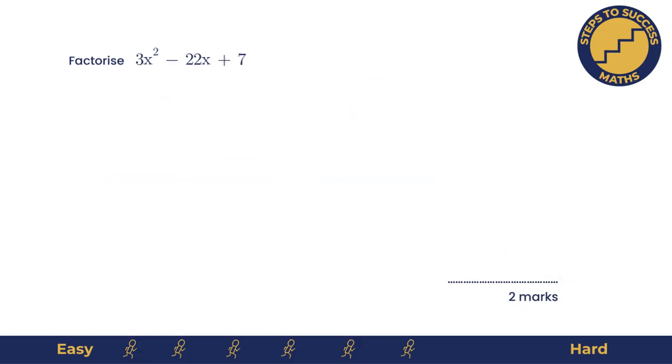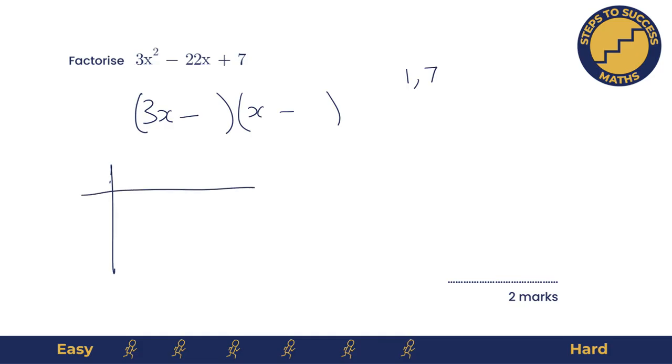Factorise 3x squared minus 22x plus 7. So to get the 3, we need a 3x and an x. We want a positive at the end and a negative in the middle, so both of these must be negative. And then the only way of making 7 is 1 and 7. We just need to decide which way round. Now looking at it, I can see that the 22 in the middle is quite a big number, so I'm probably going to want to multiply that 7 by 3. So I'm going to put that in this bracket, x minus 7, and then 3x minus 1.